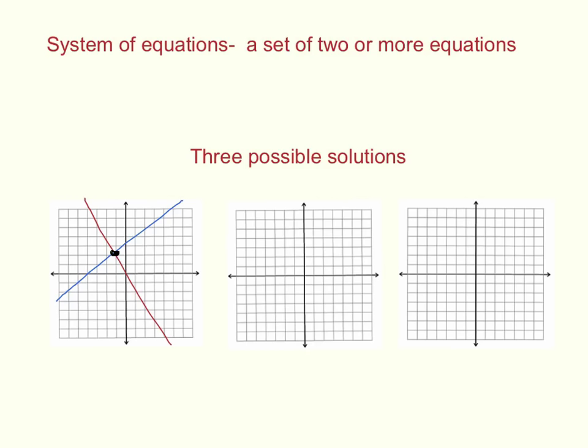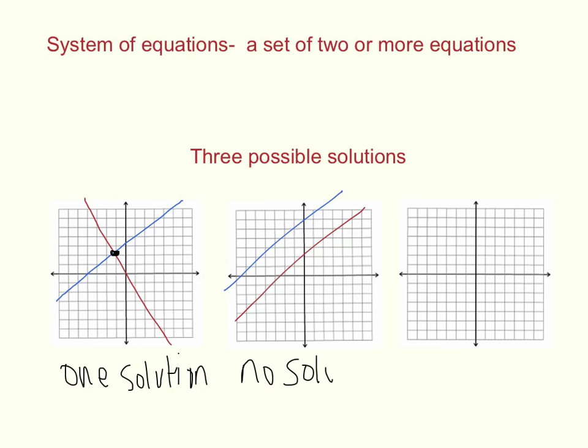So one possible solution you could have is to get just one solution, so one place where they cross. Another possible solution would be if you graph both those lines and they never cross because they're parallel. So that would mean you had no solutions. And then the third possible type of solution you could get would be if you graph the lines and they happen to be exactly the same. In this case, they would cross everywhere. So there wouldn't just be one solution, but you'd have infinitely many solutions.